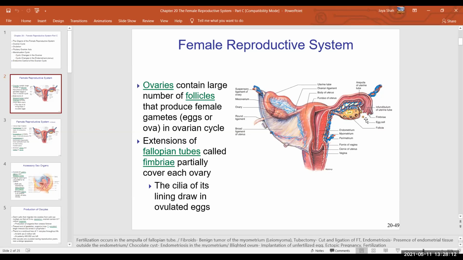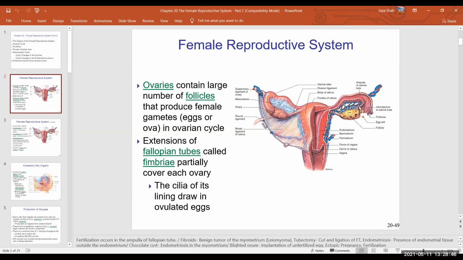To prevent the egg from implanting, you can cut and tie the fallopian tube, and that is called tubectomy. So that is cut and ligation of the fallopian tube. What is homologous to tubectomy in male? Vasectomy. Vasectomy, yes.